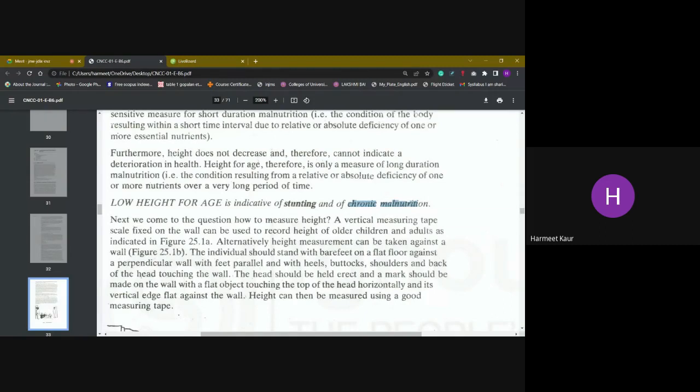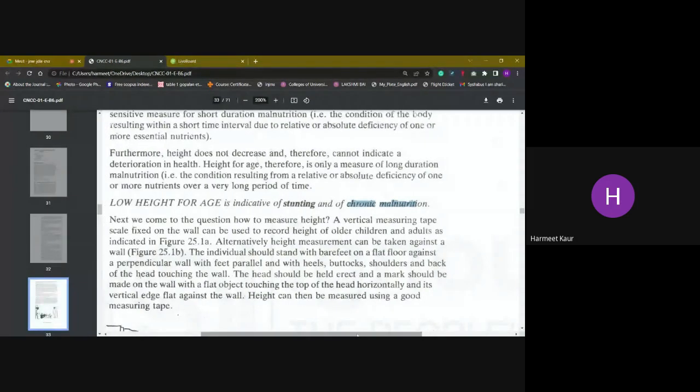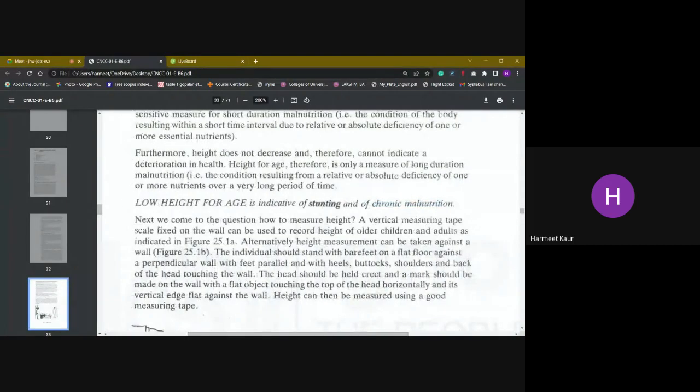But in case of height, it is a chronic indicator. Chronic means long term. So for a longer period of time, if the diet of the child is not good, or they are eating less, or quality wise, quantity wise, the diet of the children is not up to the mark, that will be reflected in their height. So that is why we say that low height for age is indicative of stunting. So low height for age is known as what? Stunting, and that is a chronic malnutrition indicator.